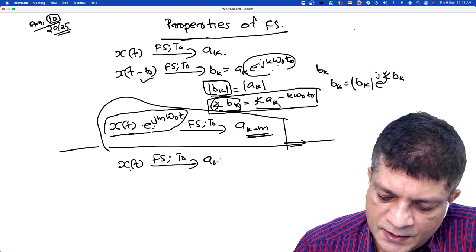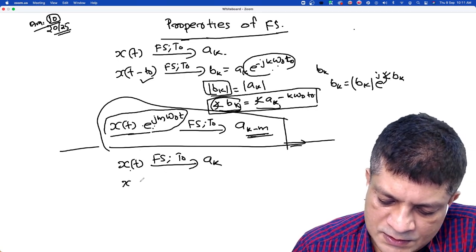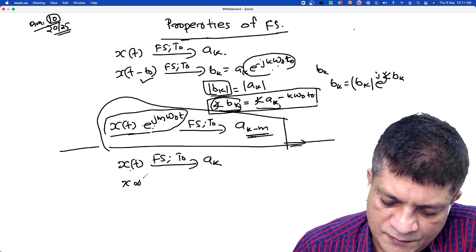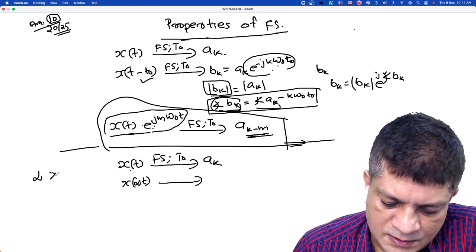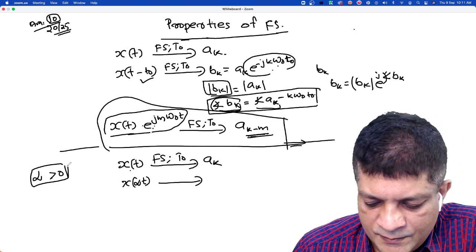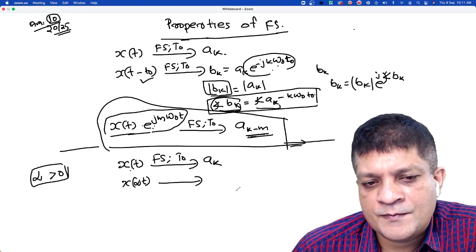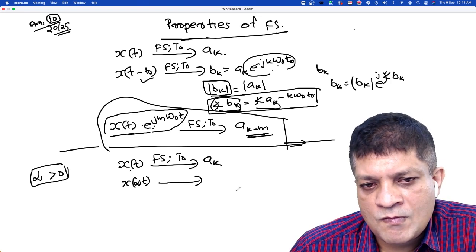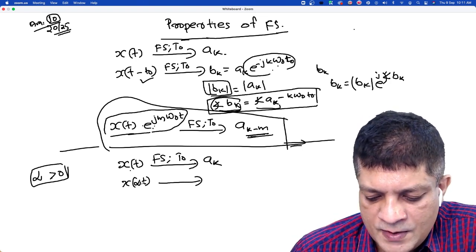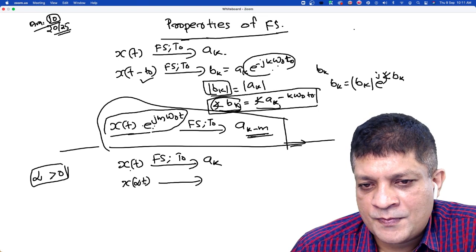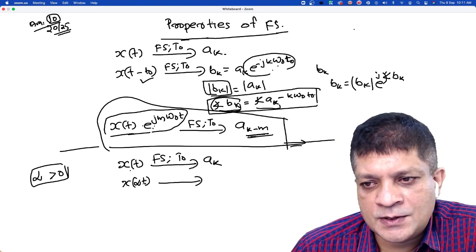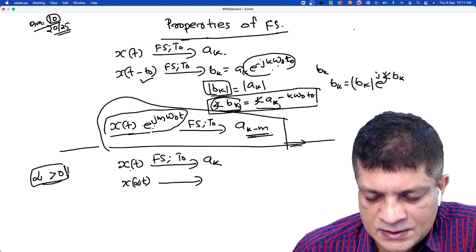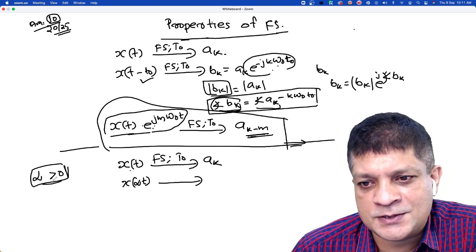coefficient, this is AK. Now consider the signal x(alpha t), where alpha is greater than 0. Can you tell me what this operation is? x(alpha t)? So it is time scaling. Is it expansion or compression, if alpha is greater than 0?